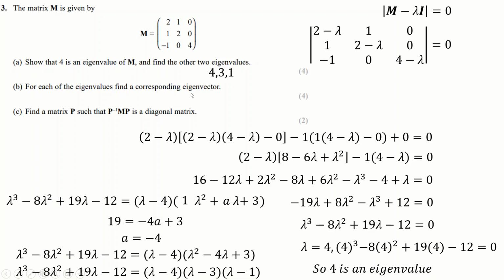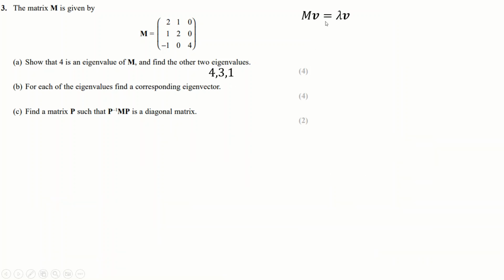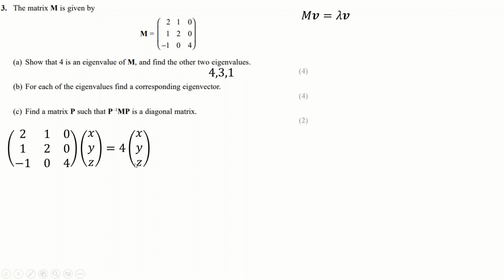So that's good. Find the corresponding eigenvectors. So we just need to satisfy this equation. We'll do M times some v, which we'll call x, y, z. We'll start with 4. So let's just do this times this plus this times this plus this times this equals 4x. And then the next one is this times this and this and this and this and this equals 4y, and so on.